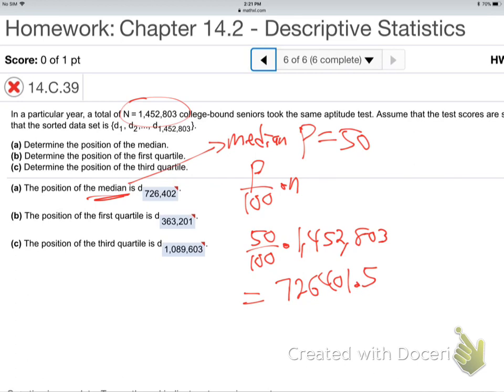We good to there so far? 726,401.5. What do we do with that decimal? Round up. Always round up decimals. 726,402. There it is. Now, normally that's a pointer. We say go find the number in that spot, but they're only asking for the position, the pointer. So that's all they want on this one. I don't know what their scores were on the aptitude test. I'm just saying that is the pointer. That's the position of the median. That person's in the middle. That person's completely average. Is that good? We good on that question?